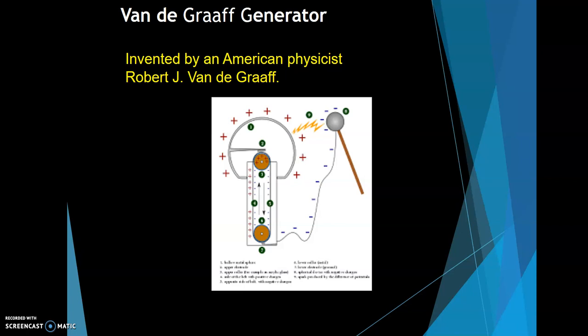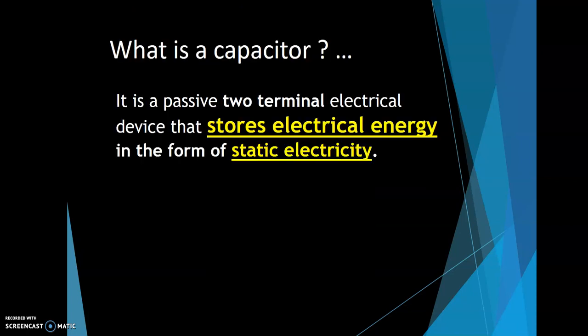Now I hope you are familiar with the concept of electrostatic charges or electrostatic field and how they are produced in real life scenarios. With this basic introduction, let us now read the definition of capacitors once again. It is a passive two-terminal electrical device that stores electrical energy in the form of static electricity.